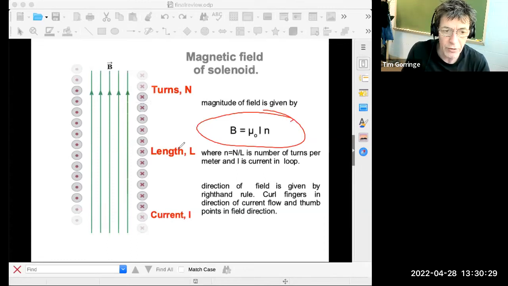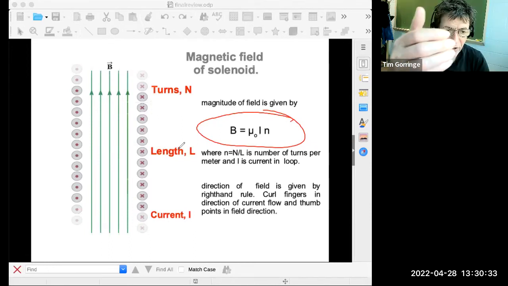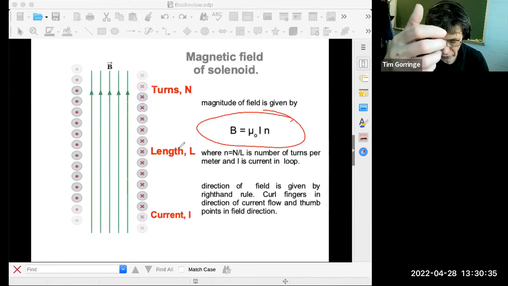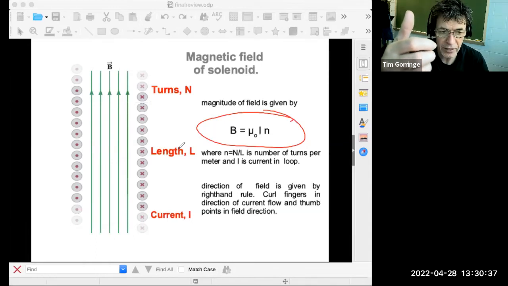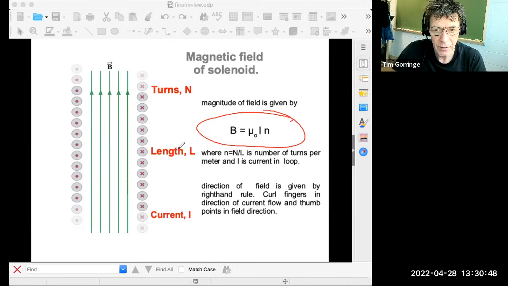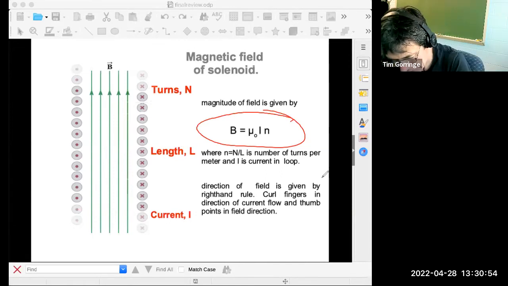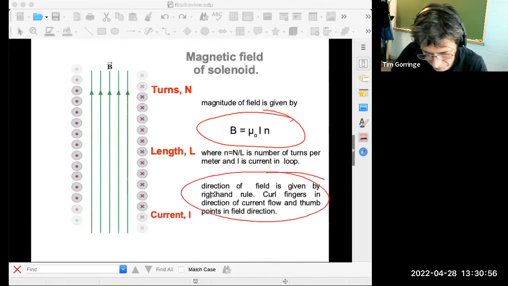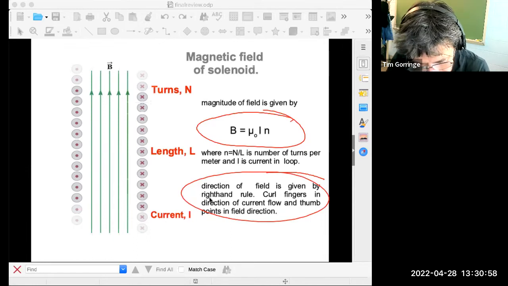If you want the direction of the field, there's another right-hand rule for that. You curl your fingers in the direction of flow of the electrical current in the winding of the solenoid, and your thumb points in the direction of the magnetic field. So it's a similar right-hand rule as the last one, but the roles of current and field for your thumb and your fingers have reversed in this right-hand rule, and that's described here. Okay.